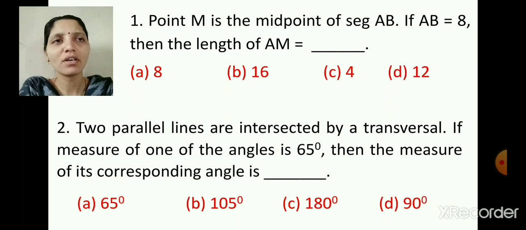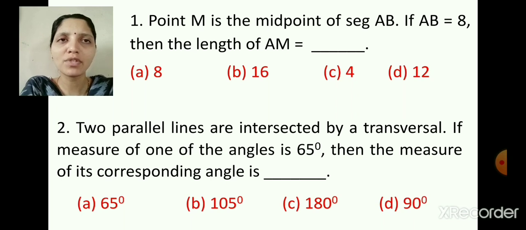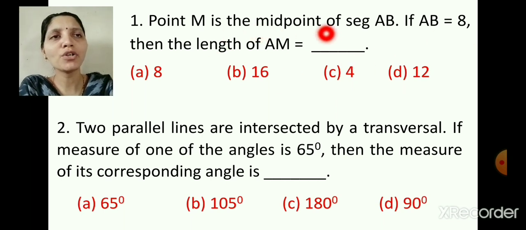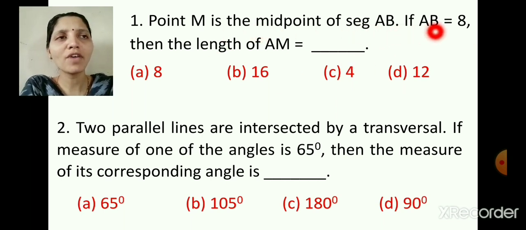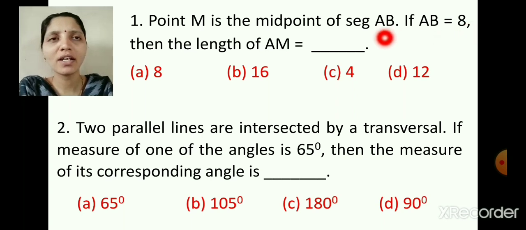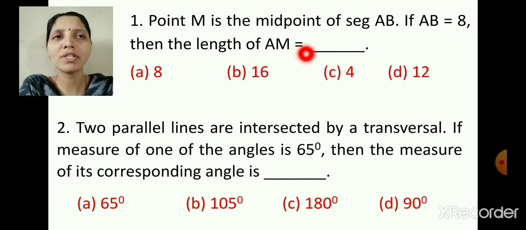MCQs we are going to solve here, because in the exam also you are going to solve MCQs. This type of questions are going to be asked in your exam. So try to solve these sums properly. Now first sum: point M is the midpoint of seg AB. If AB is equal to 8, then the length of AM is equal to dash.